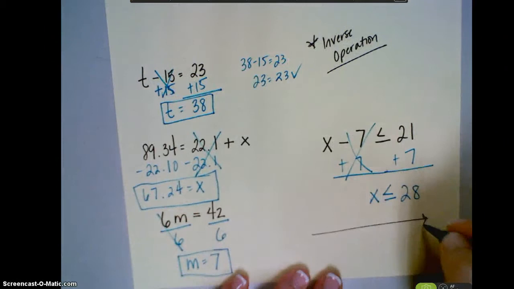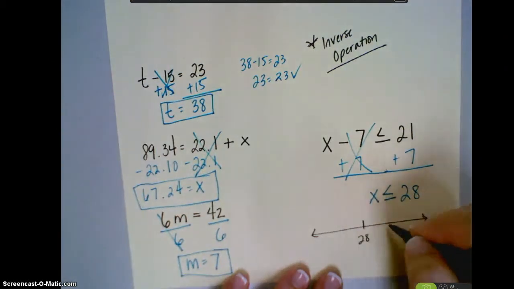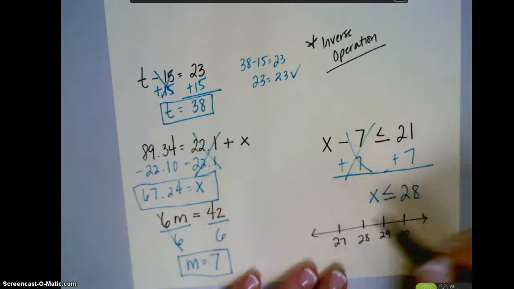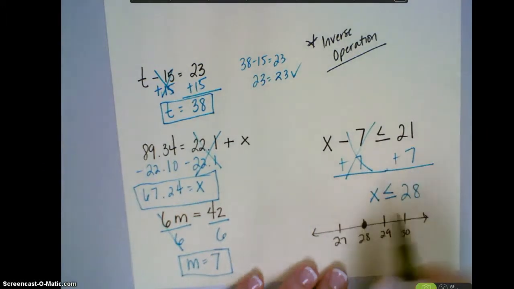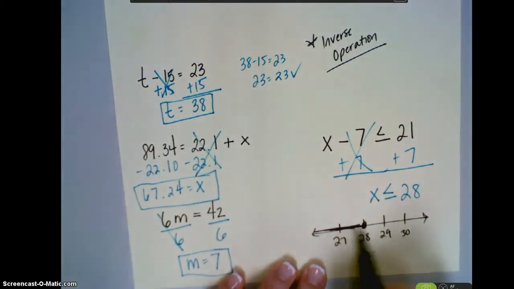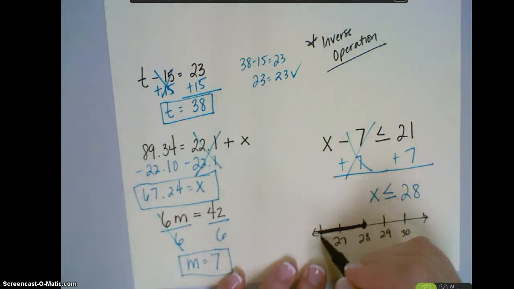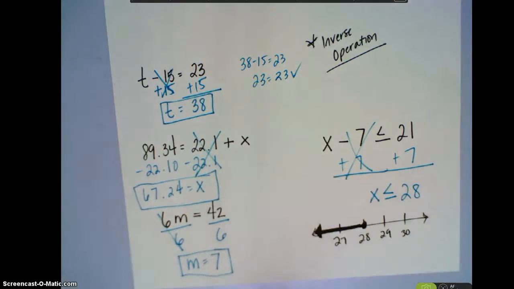And then I could show that inequality on a graph, 29, 30, 27, by saying x is less than or equal to 28, so here's 28, and x is less than or equal to it, so my line would go this way. So that's how you would solve the inequality.